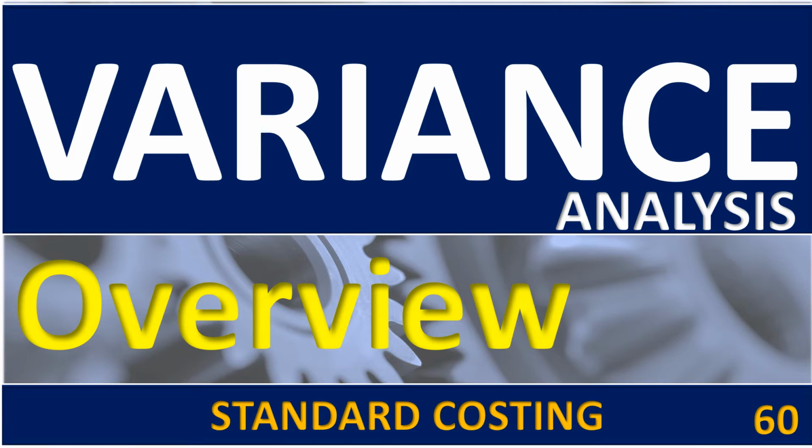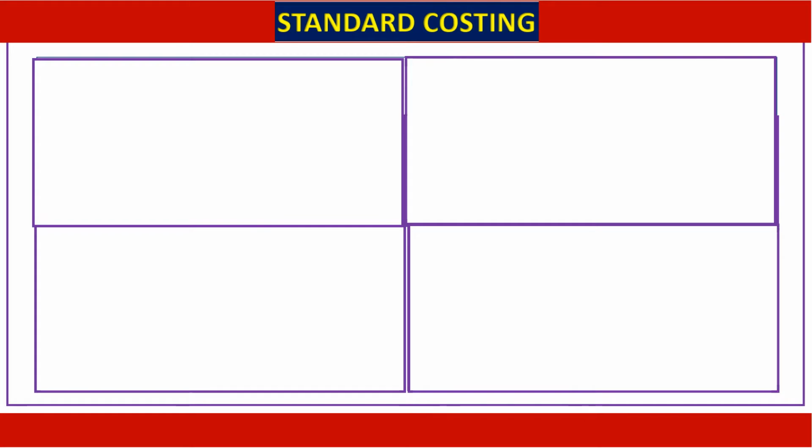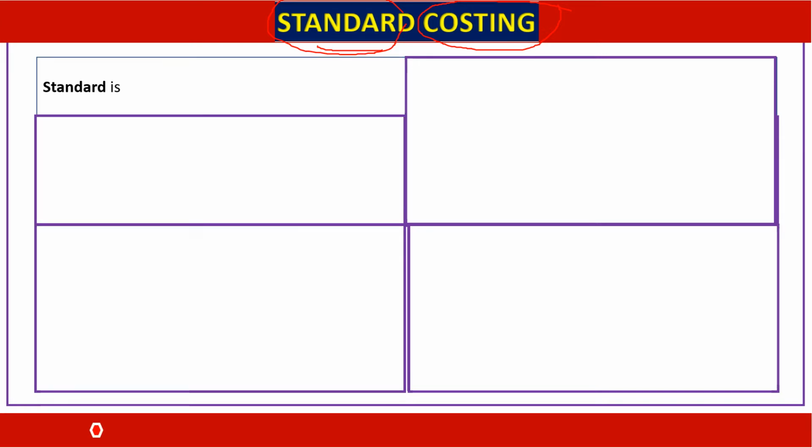Namaste and welcome to an overview of variance analysis as a part of standard costing. Standard costing has got two components, standard and costing. We have to understand the meaning of each of these and how it affects the whole analysis of variances. To take the word standard, standard is a benchmark, is a norm, or is an acceptable measure of performance.